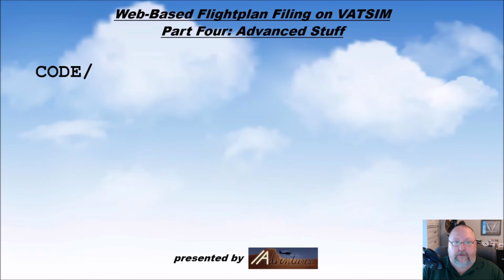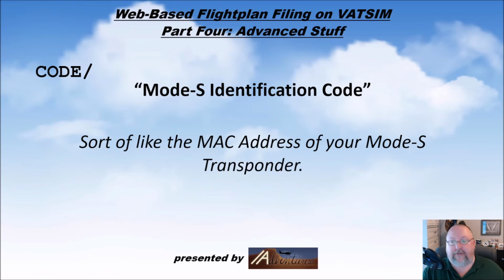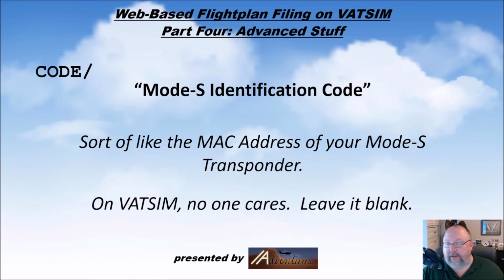All right, the next field is marked simply code. This is your Mode S identification code. It's basically like a MAC address of your Mode S transponder. We said it's a digital means of identifying yourself. In the real world, it would be on the box somewhere. On VATSIM, no one cares, just leave it blank.